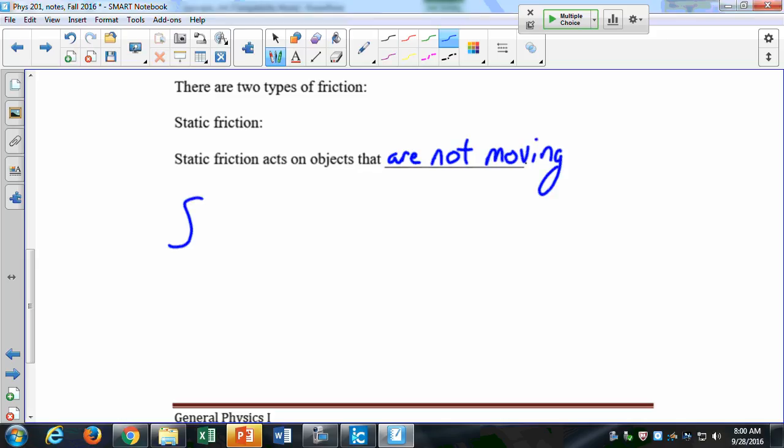We use a lowercase script f to describe this, f_s, and static friction is less than or equal to something we call the coefficient of static friction times the normal force. This is the Greek letter mu.